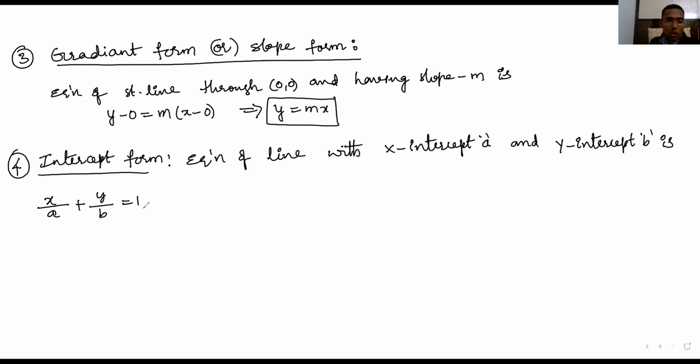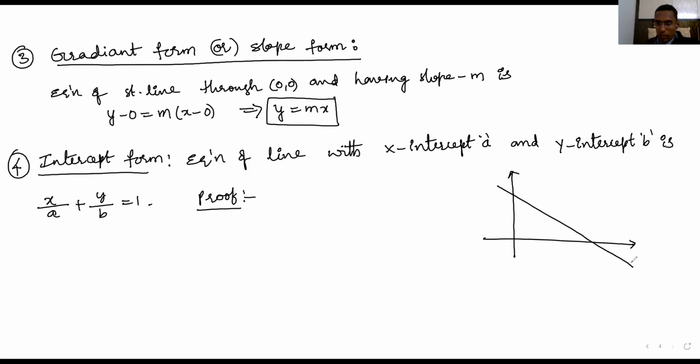This is all the same. See how you get this one? What is the proof for this? How do you get all this from only one formula? Here we have x-intercept a, which means this straight line is intersecting the x-axis at a comma 0. Y-intercept b means intersecting the y-axis at 0 comma b.